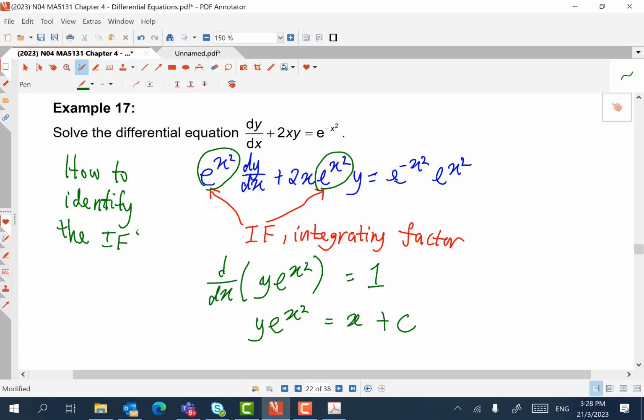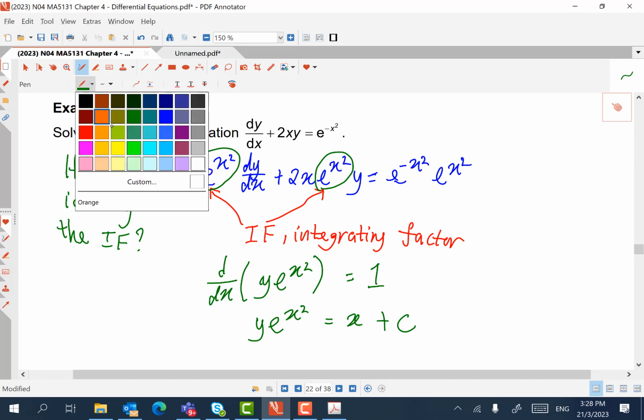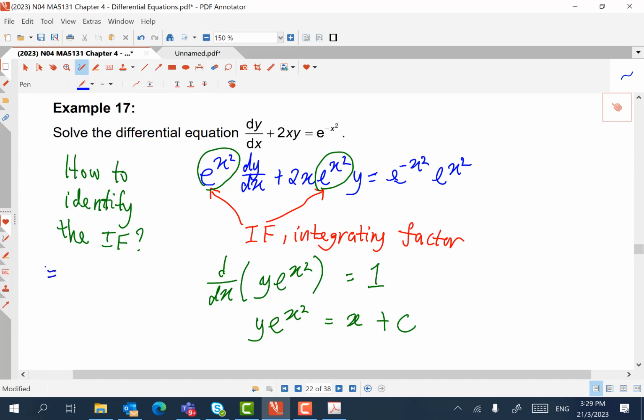Right now, how come I know this one will work? It's not by trial and error. And the truth is, to find the IF, it is always very mechanically done. It's always e to the power of the integration of whatever you see there. What is that? The coefficient of y.